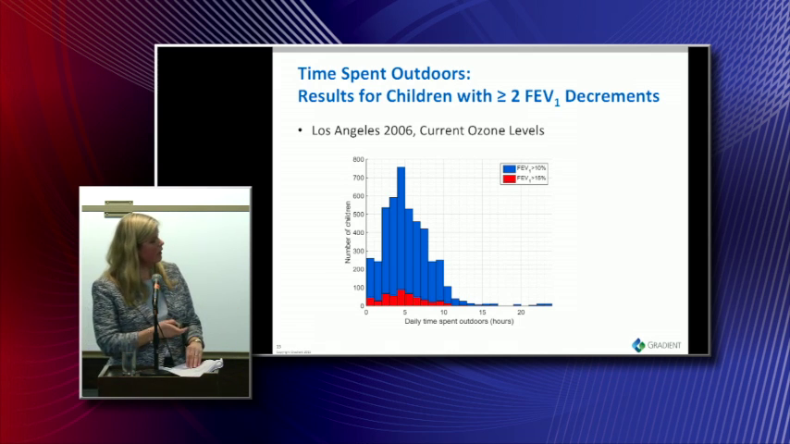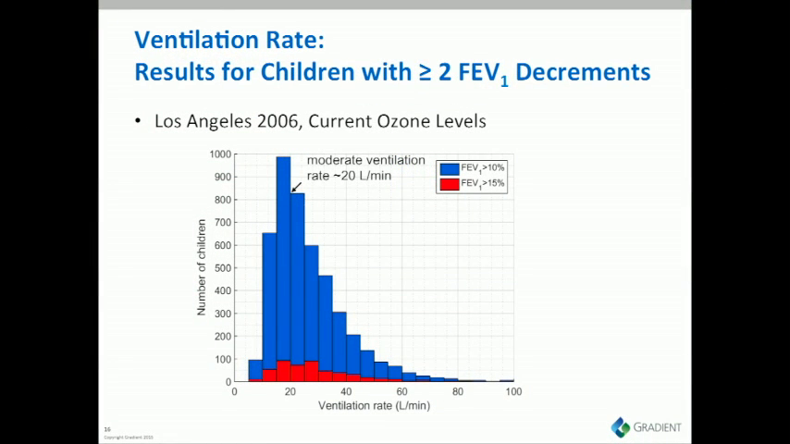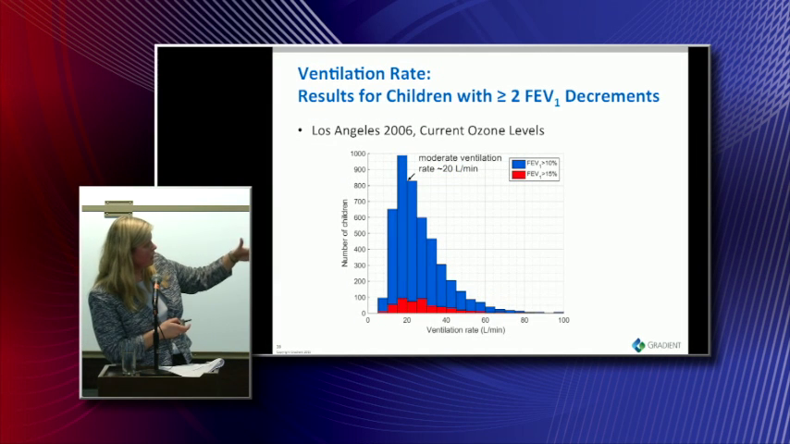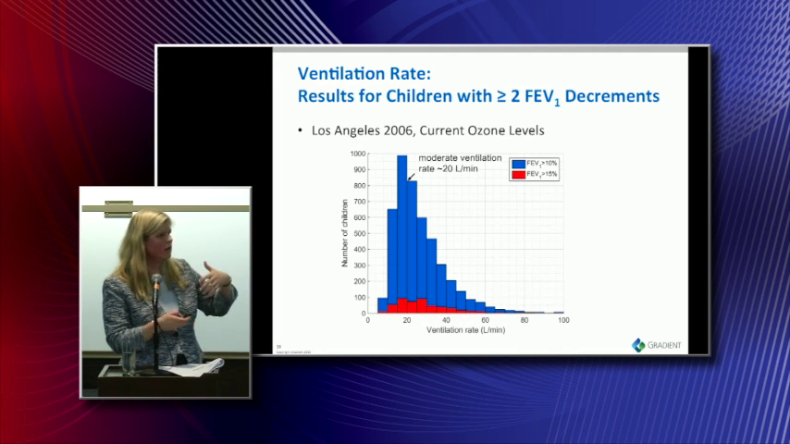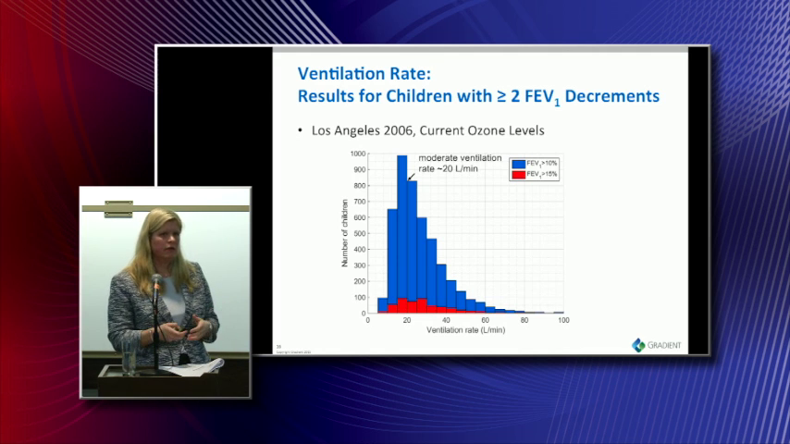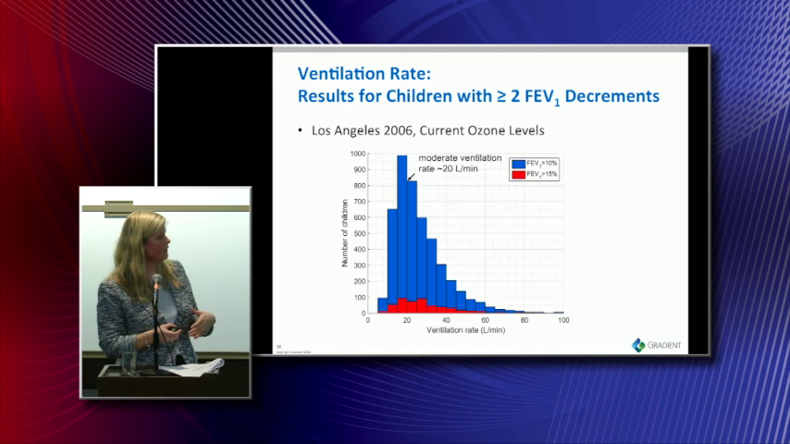Yeah, because on this next slide is where we start talking about ventilation results. And again, these are children that are experiencing FEV1 decrements. The blue is 10%, and the red, again, is 15%. And here, again, I'm pointing to the average, which is around 20 liters per minute. And that is a fairly moderate ventilation rate. So not only are these kids that are being modeled spending a lot of time outdoors, they're doing fairly moderate to high levels of activity.